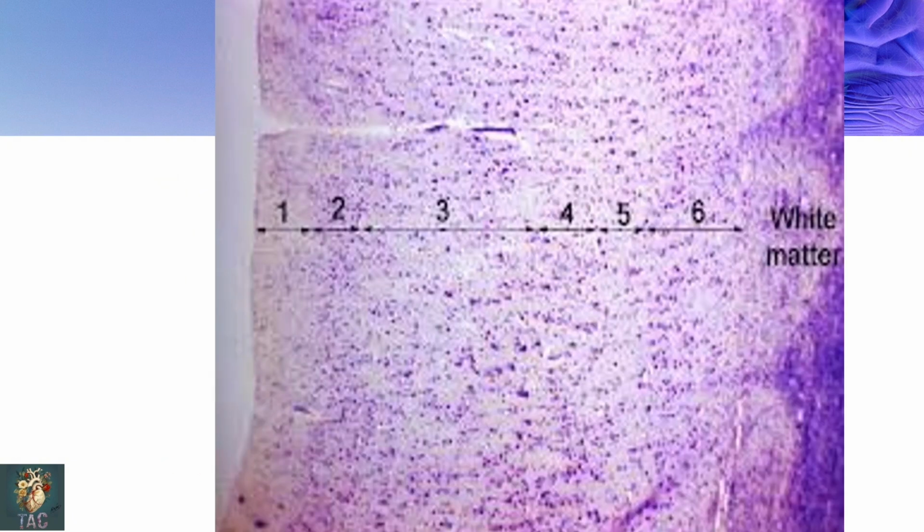Now look at this diagram. This is the first layer, which is called the plexiform layer. Then the outer granular layer, outer pyramidal cell layer, inner granular layer, inner pyramidal or ganglionic cell layer, and the multiform layer. And next is the white matter.